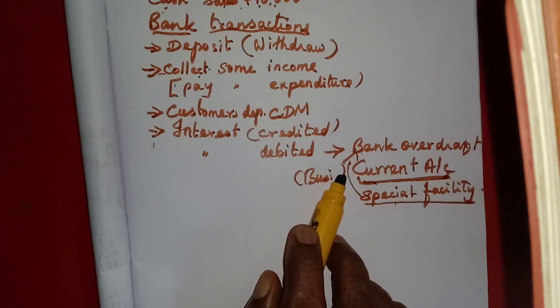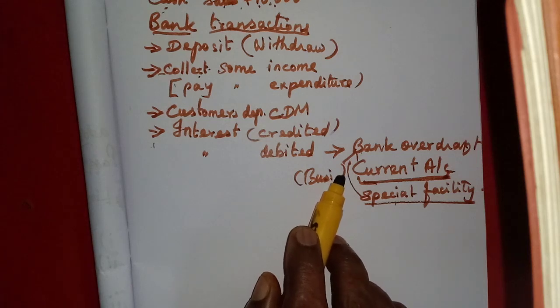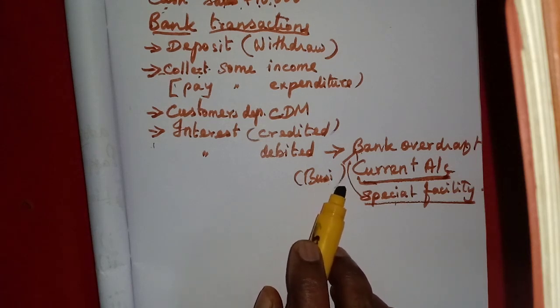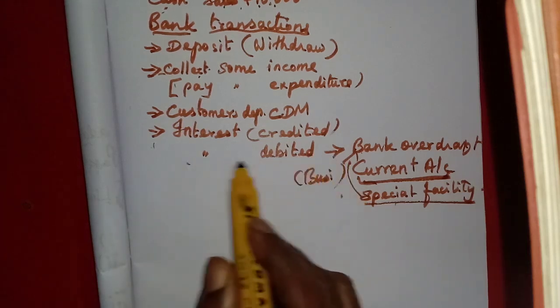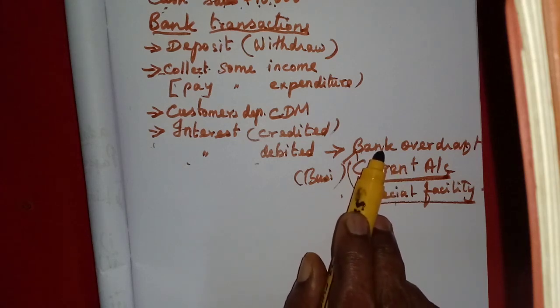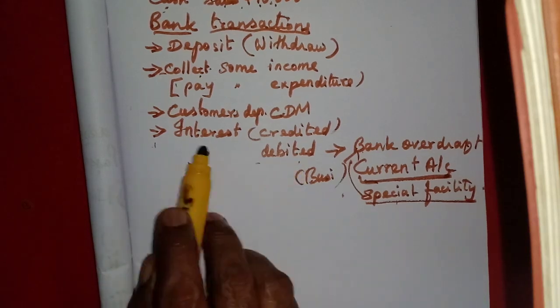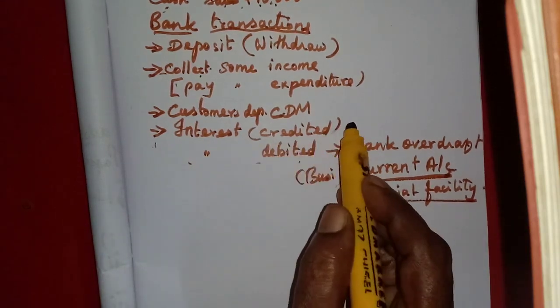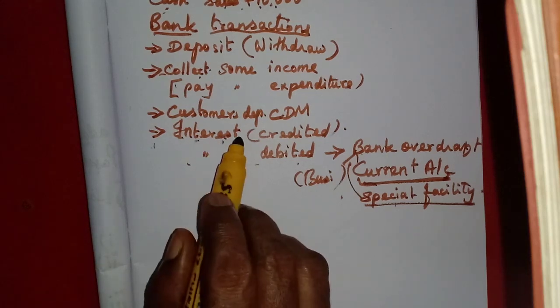Even if they have 20,000, they are allowed to withdraw more, even 25,000. There will be a limit also. It will be given, but for that they will charge interest, for the amount that they have withdrawn more than what is available in their account. So for that, the bank will debit the interest. If we have more credit balance, then the bank will provide us interest.